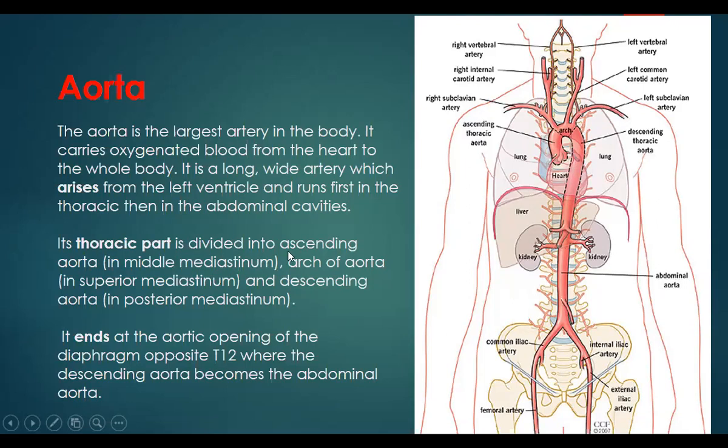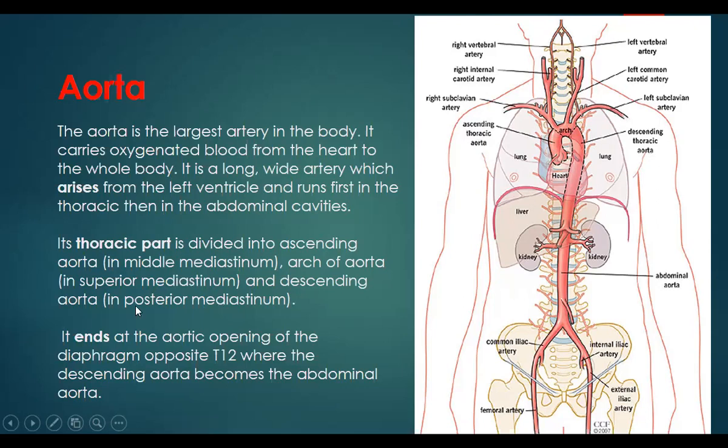The thoracic part is divided into three parts: the ascending aorta, which is present in the middle mediastinum, then the arch of the aorta, which is present in the superior mediastinum, and the descending aorta, which is in the posterior mediastinum. Now you know what the middle mediastinum, superior mediastinum, and posterior mediastinum are. This ascending aorta will be present within the middle mediastinum, along with the heart as well as the fibrous pericardium, because even the ascending aorta is covered by the fibrous pericardium. Once it arches, it enters into the superior mediastinum. Then it descends back, but it will go behind the heart.